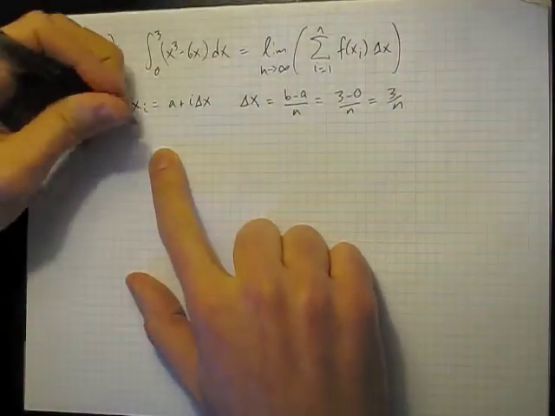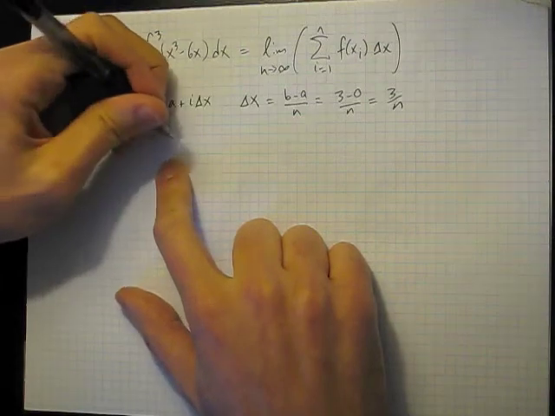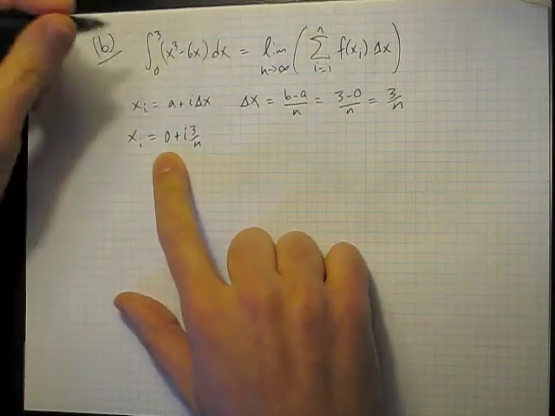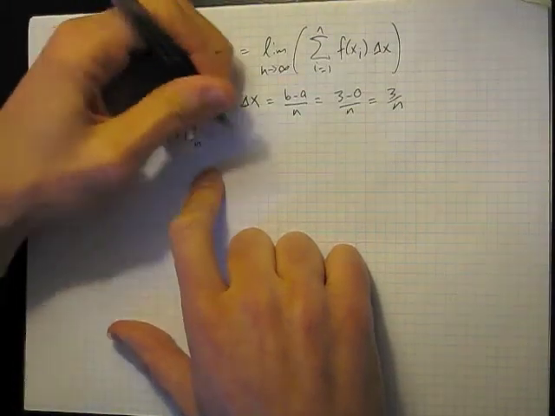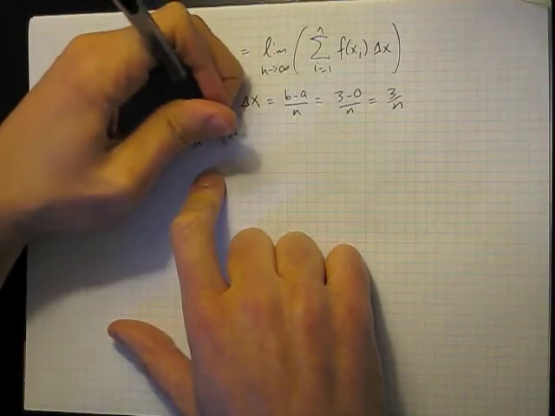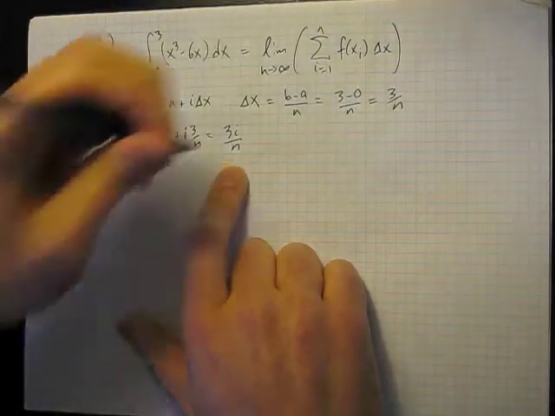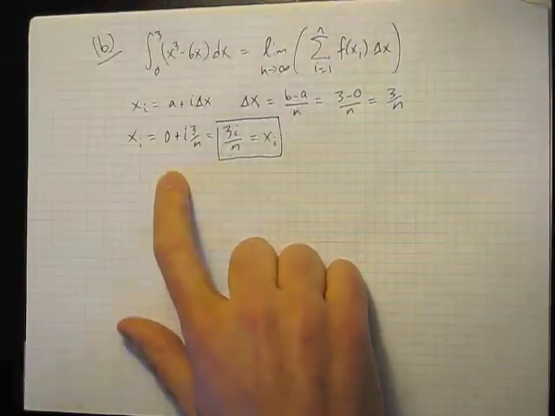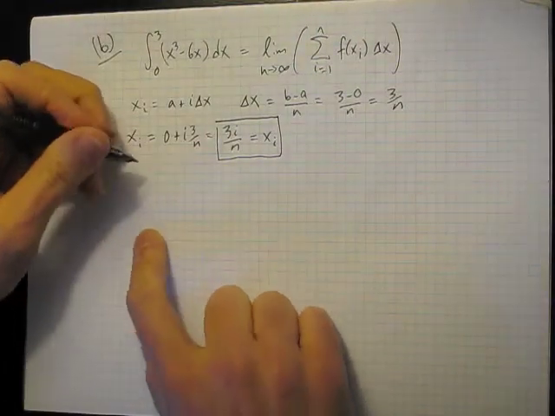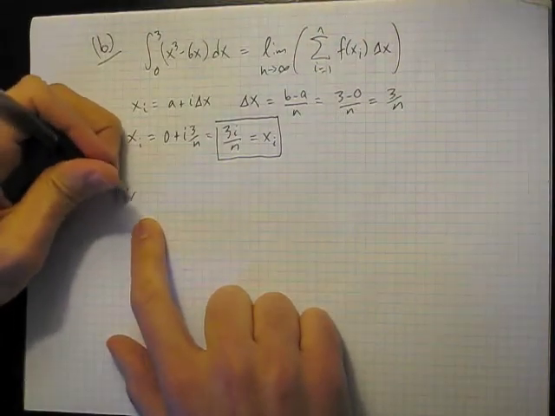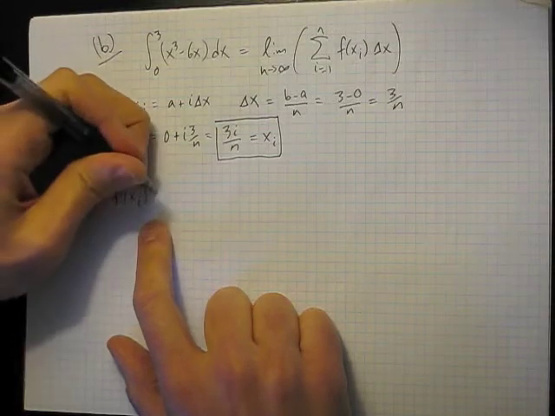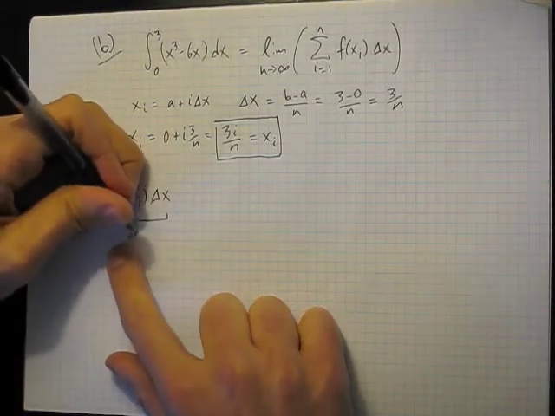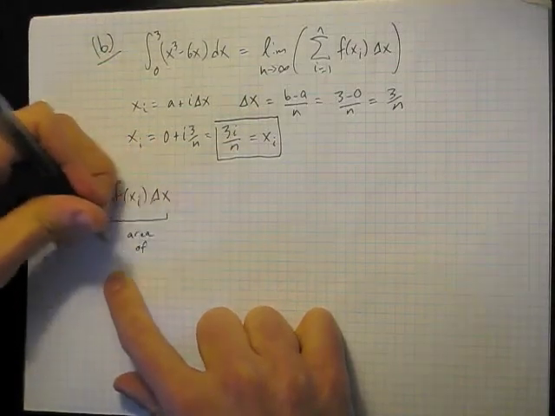Now, let's take a look then. So xi is 0 plus i times 3 over n. a was equal to 0, so we get that. So let's write it like this, 3i over n. This is the formula for our xi now. Okay, so let's write this down. What does f of xi look like? So this is the area of one rectangle, signed area.